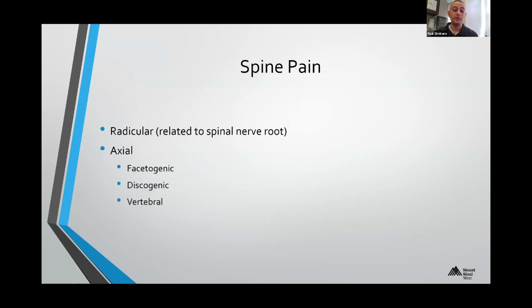When we're talking about radicular pain, this is what is colloquially referred to as sciatica. We don't really use the term sciatica in interventional pain management. We like to refer to it as a radiculopathy, and this is a pain related to spinal nerve root, usually from a herniated disc. When we're talking about non-radiating or axial type pains, we're thinking about usually three things: the facet joints, the discs themselves, or the vertebral bodies.